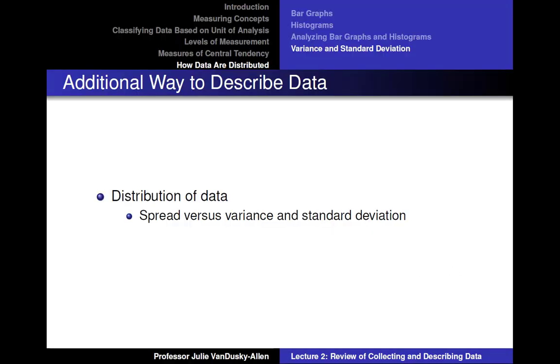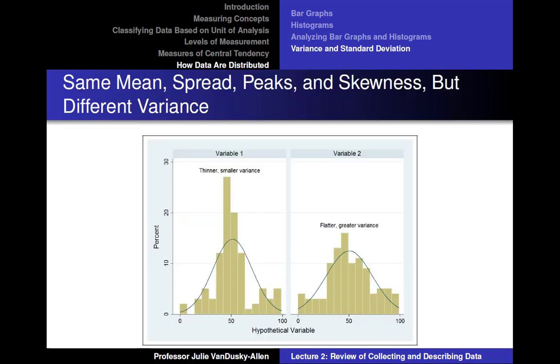Now I'm going to teach you an additional way to describe the distribution of a variable, the variance and standard deviation. Consider these two histograms of two different variables. Each variable has the same mean 50, and each variable has the same spread, 100 minus 0, which is 100, and each graph has one peak, they're unimodal around 50, and each one has no skew. Yet the variables look distributed in different ways.